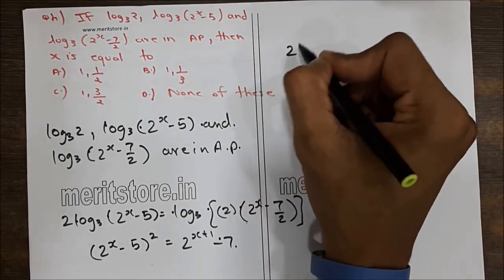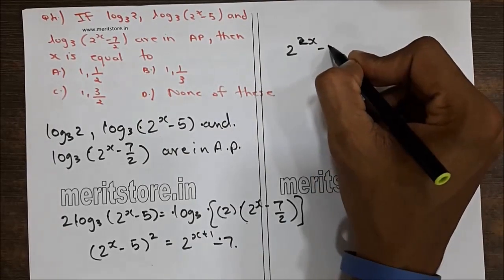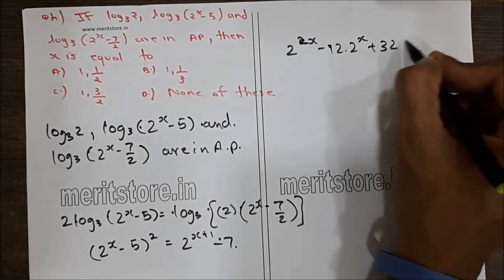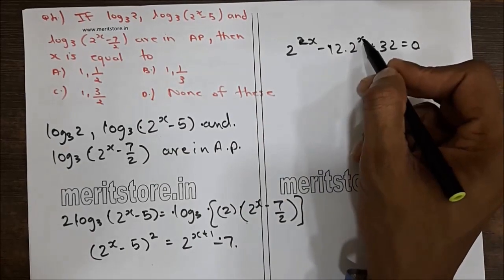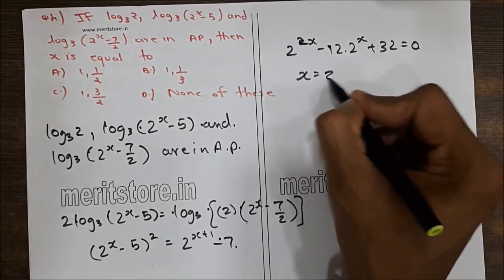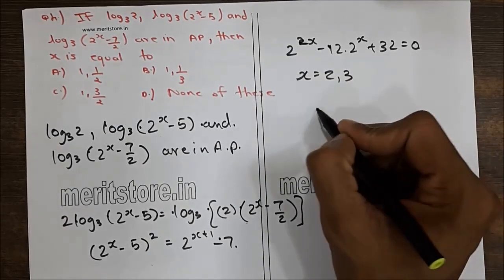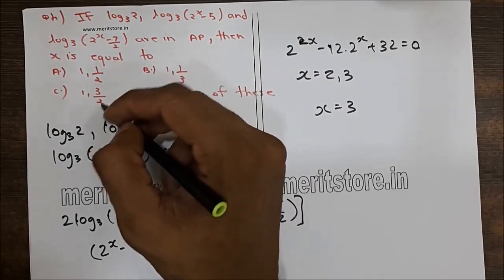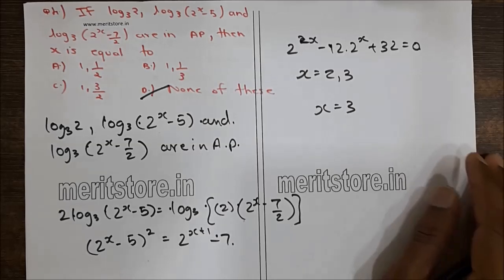Solving this further, we get 2 raised to 2x minus 12 into 2 raised to x plus 32 equal to 0. For solving, we get x is equal to 2 comma 3. But x is equal to 2 does not hold, therefore x is equal to 3, which doesn't match with options A, B and C. So D is the answer, that is none of these. So D is the correct answer.